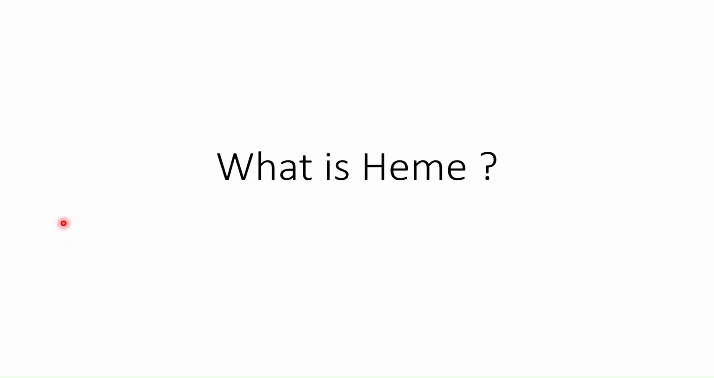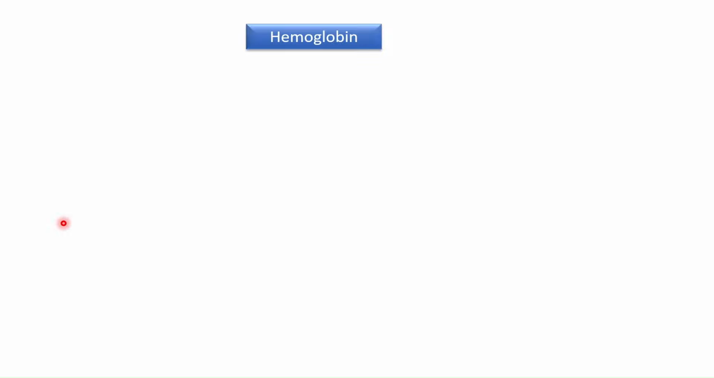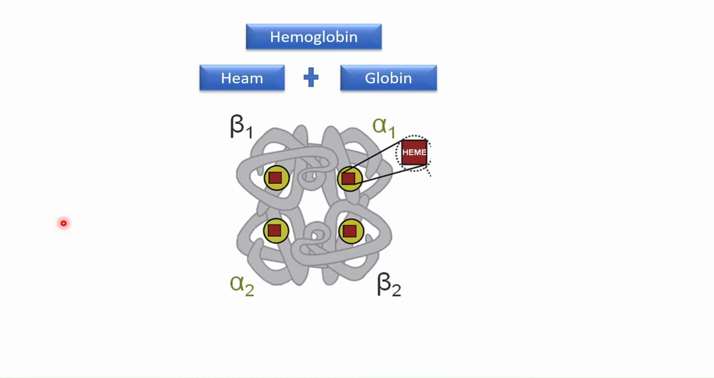When we hear the word heme, what immediately comes to our mind is hemoglobin, and rightly so. Hemoglobin is made up of heme and globin. This is the structure of hemoglobin, which consists of 4 polypeptides, 2 alpha chains and 2 beta chains. To each polypeptide we have a heme group joined. So we have 4 polypeptides and 4 heme groups which make up the structure of hemoglobin.